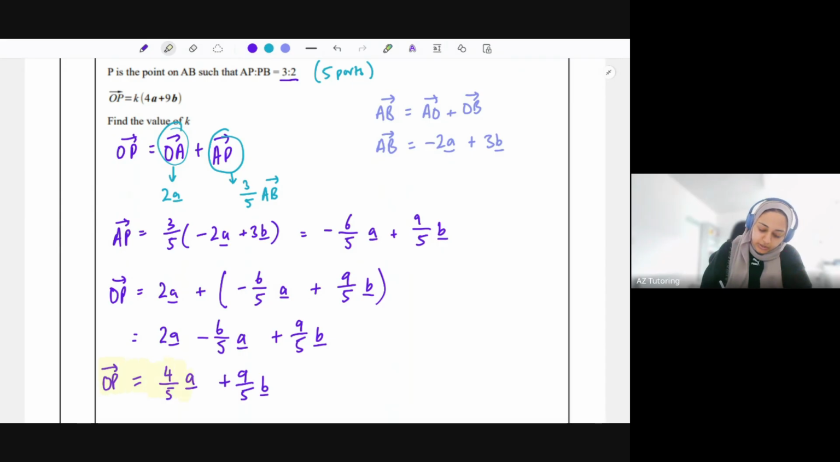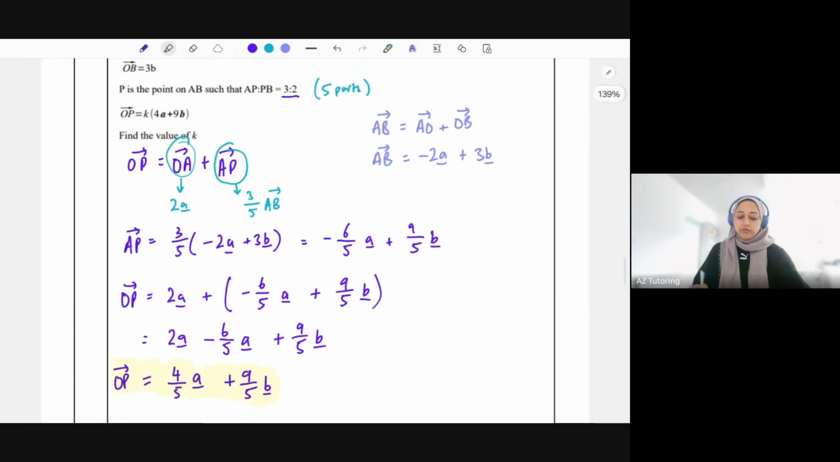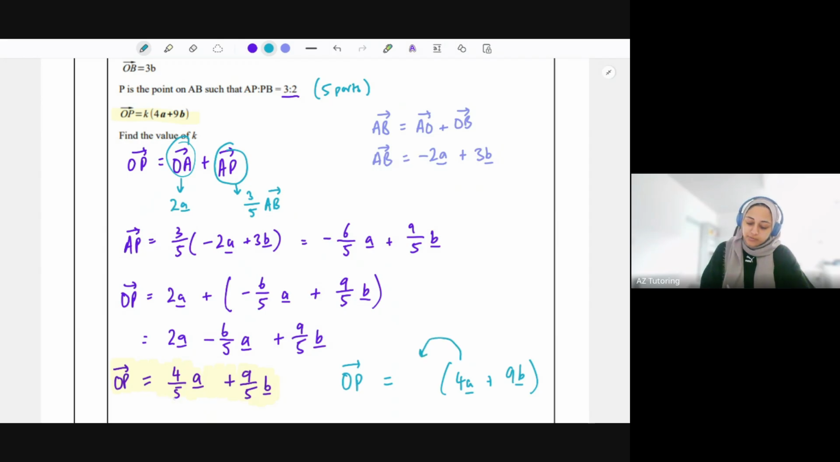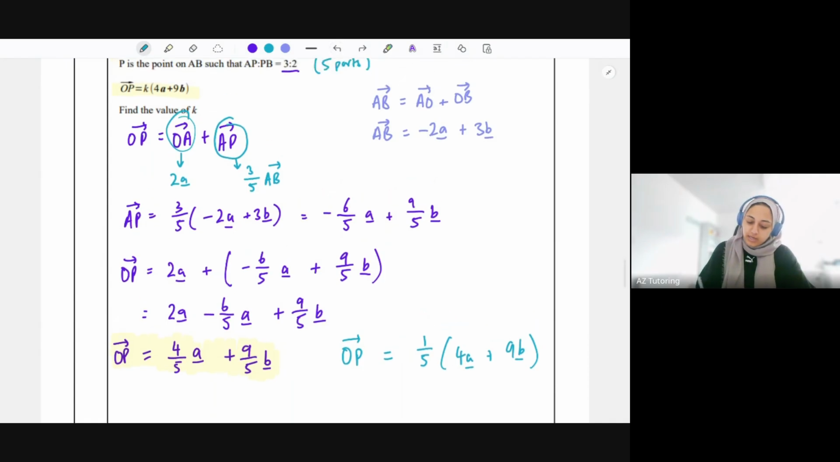This is what they wanted us to find in the question, but they don't want us to just find OP, they want us to find the value of K. They've said to us that OP is K brackets 4A plus 9B. So we need to factorize something out to be able to get K out. I'm going to write the bracket they've got, which is 4A plus 9B. Now I need 4 to be multiplied by something to give me 4/5A, and that would just be 1 over 5. Let's check that 1 over 5 works with 9B to give us 9 over 5B, and it does. 1/5 times 9B is 9 over 5B, which is what we've got right here. So we've factorized it out perfectly. It says find the value of k. Well, k is just 1/5.